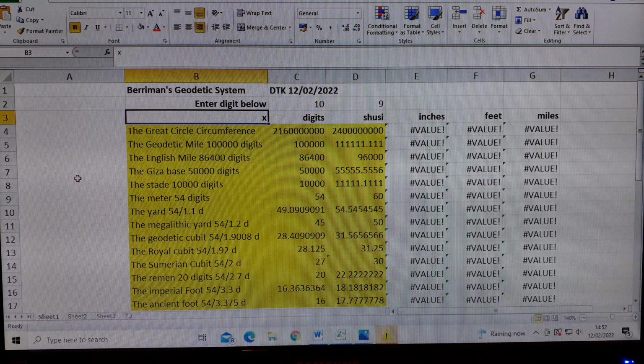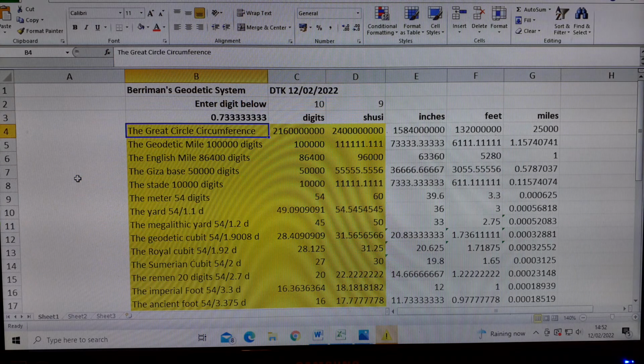So here we are. This is the spreadsheet that we're working on. Enter the digit below. Well, we know the digit is 22 divided by 30. So, plus 22 divided by 30. And there it is, 0.733 recurring. And look what it's producing, all those figures that we've gone through. So we know that there's Harry's ancient foot at the bottom there. All those units that we've talked about are all there, just produced by entering that one digit.